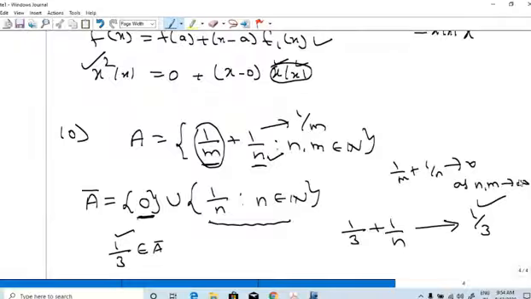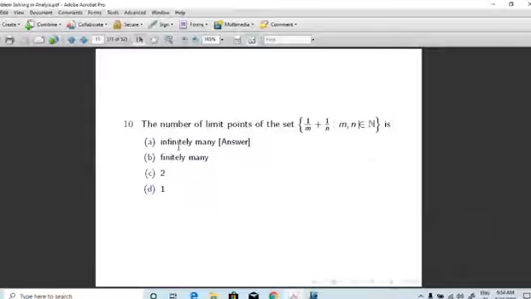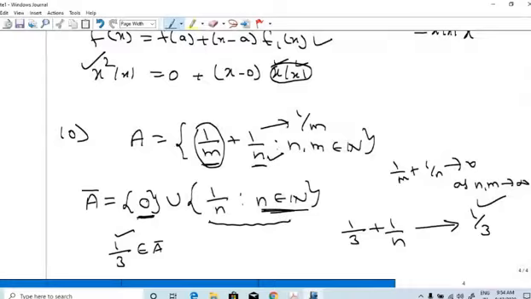So this is a countable set, right? Because n is a natural number. Therefore we have countably many, or infinitely many, limit points. So look at the first option: we have infinitely many limit points. What are the limit points? Just singleton 0 union 1 by n such that n is in the natural numbers. These are all the limit points of this set.